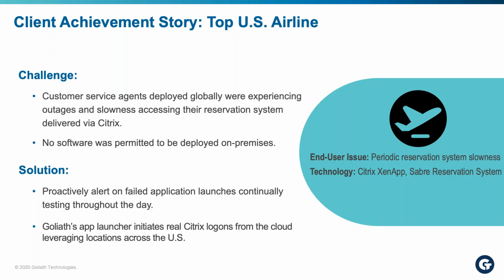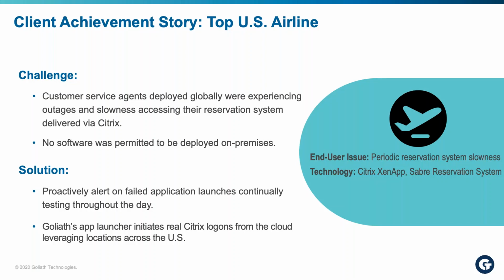They came to us and ironically had similar problems to the home healthcare. They had reservation specialists across the US as well as in Europe, and they were constantly complaining about slow logons into their system, which happened to be called Sabre. And they did not allow any software to be built on premises, and they wanted to be alerted anytime there was an outage or slow logons were present so that they could address the issues before their reservation specialists got to work. Because again, if reservation specialists couldn't log in or it was slow, it was impacting their customer service.